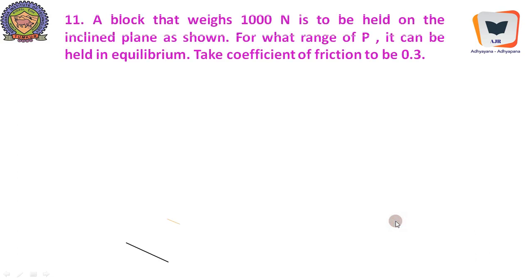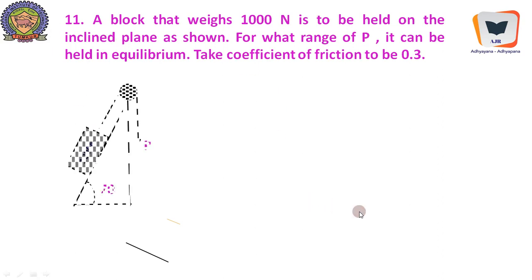Anyway, a similar kind of point culminates in problem number 11. Let us see. A block that weighs 1000 Newton is to be held on an inclined plane as shown. For what range of P can it be held in equilibrium? Take the coefficient of friction to be 0.3.